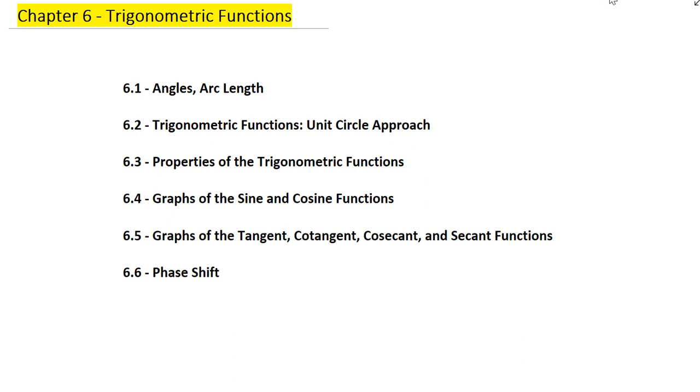Chapter 6 is the beginning of our work in trigonometry. So we're going to start with some quick review of trig functions here. 6 sections I'm interested in. So we're going to begin with section 6.1, angles and arc lengths.